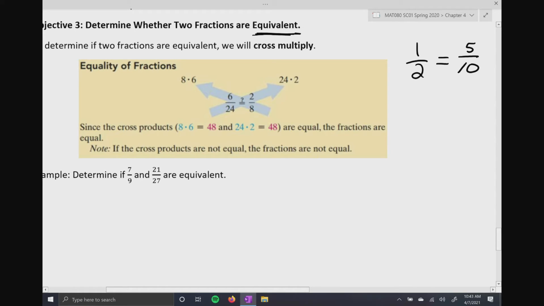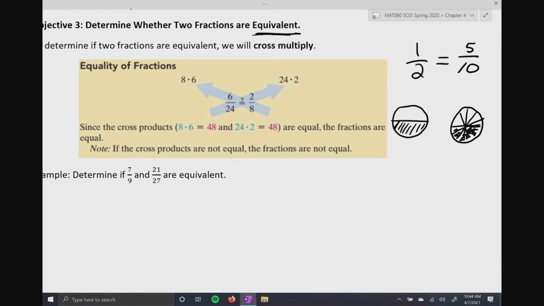I mean, if I wanted to, watch this. There's 1/2. I should have shaded it this way: 1, 2, 3, 4, and 5. Notice that they take up the same amount of space. So they are equal to each other.